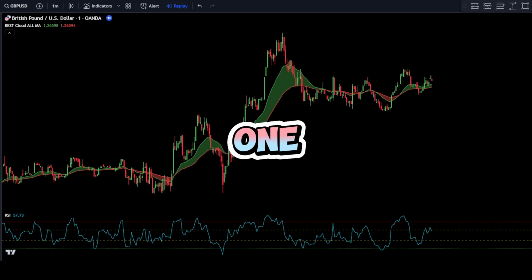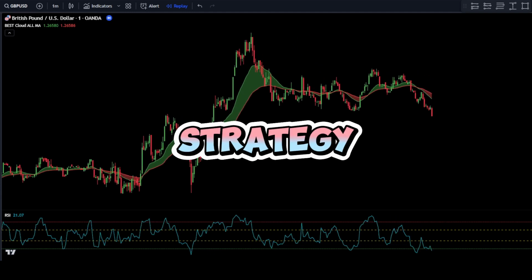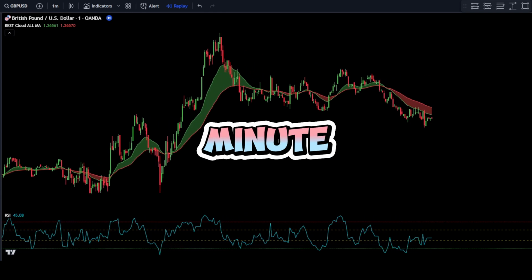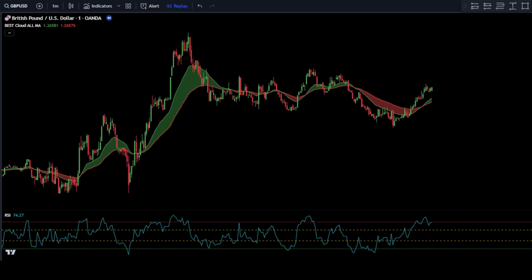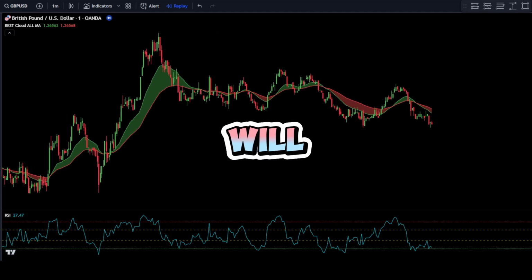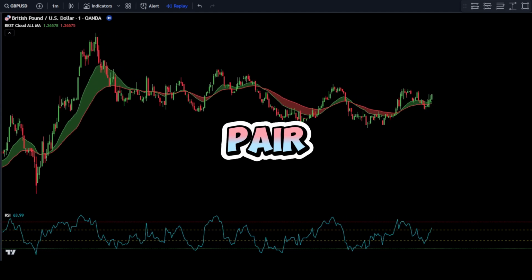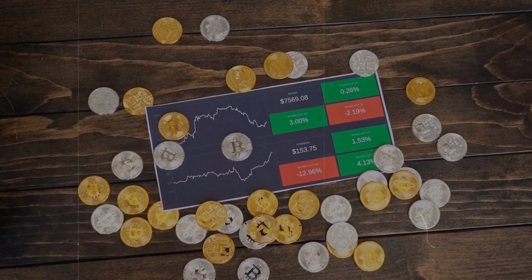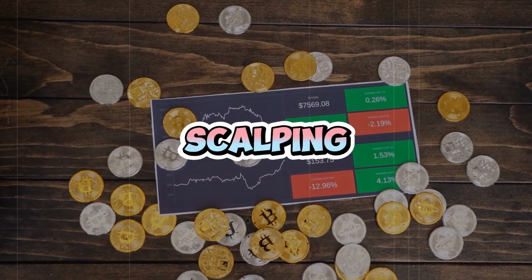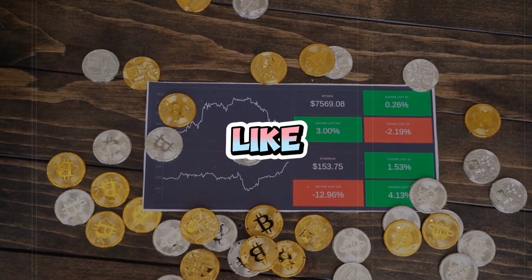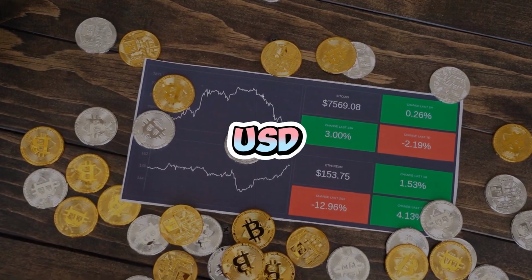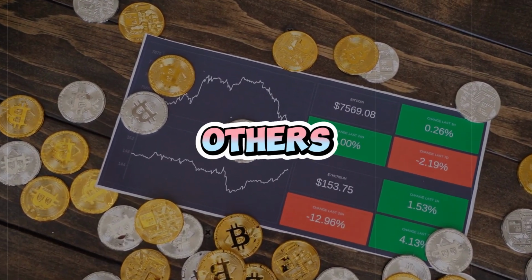Besides being used for 1-minute scalping, this scalping strategy also works well on 5-minute and 15-minute time frames. In this example, we will use this scalping strategy for forex trading with the GBP-USD pair on a 1-minute chart. However, you can also use this scalping strategy on other assets like gold or XAUUSD, crypto, stocks, or others.